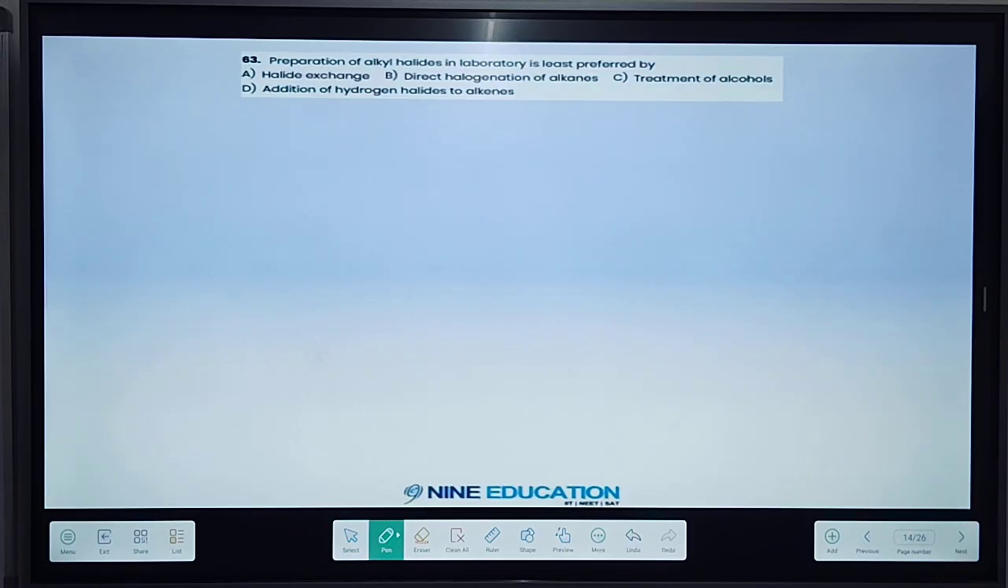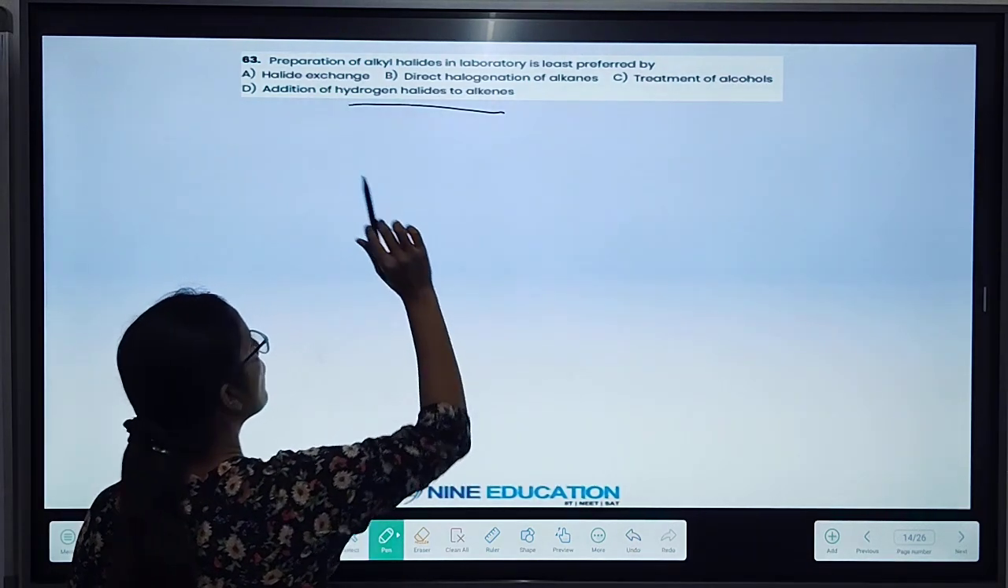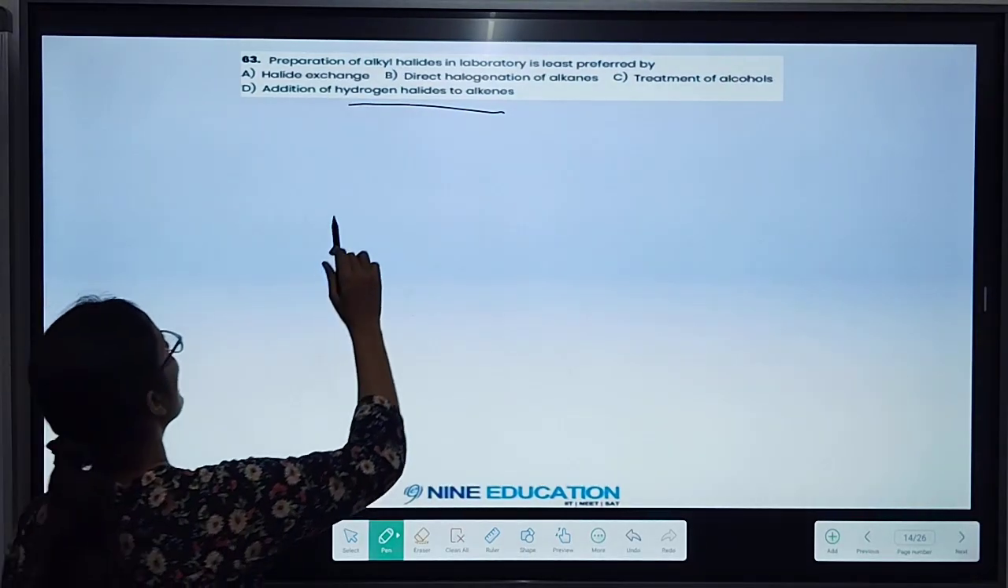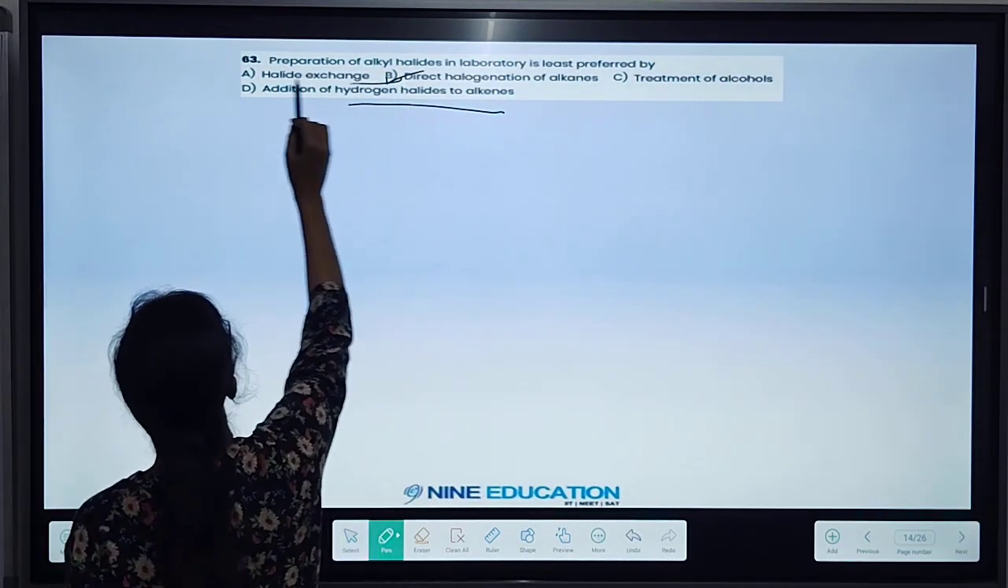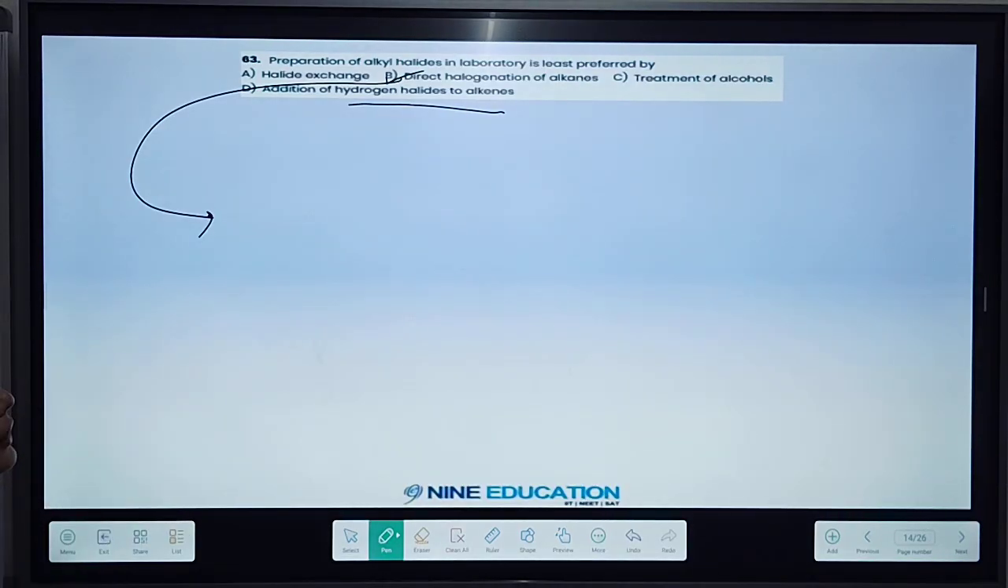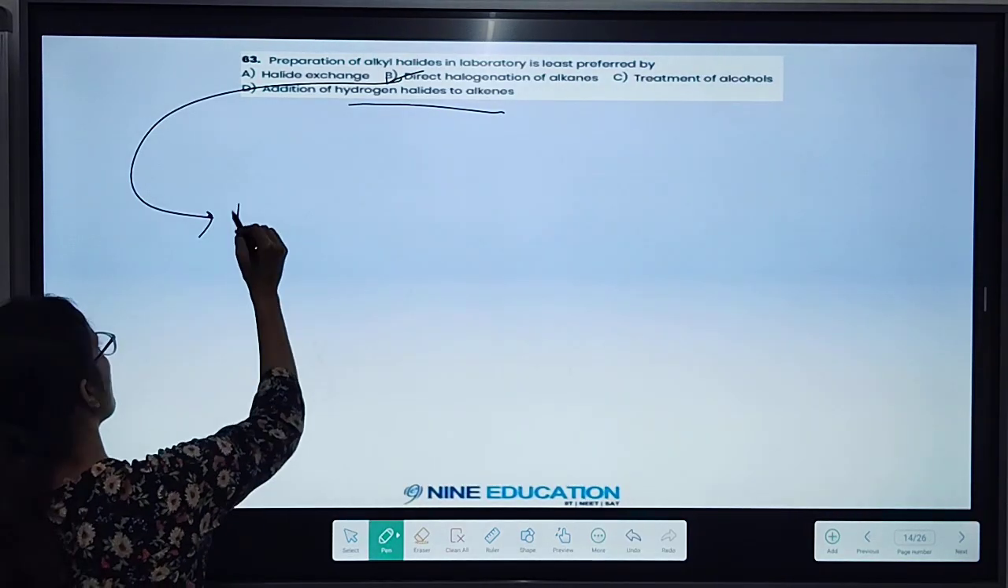ROH, you treat it with PCl3, PCl5 or SOCl2, and they give us alkyl halide, which will be RCl. Addition of hydrogen halide to alkene means they are talking about alkenes. You react it with HCl, HBr, and they also give a good reaction. So here the answer will be option B, and you people must understand that. Direct halogenation of alkanes means they are talking about what?